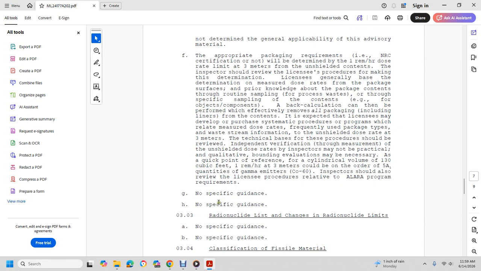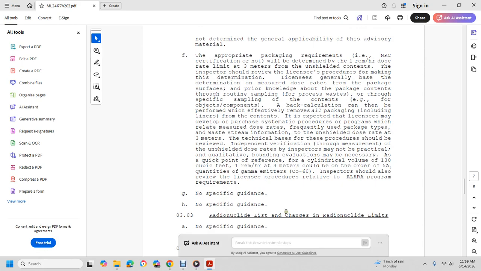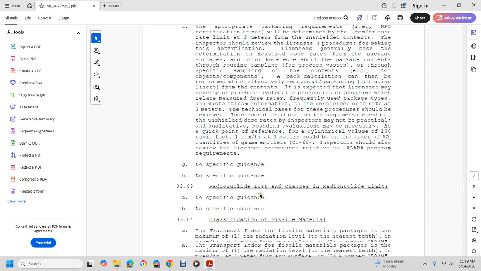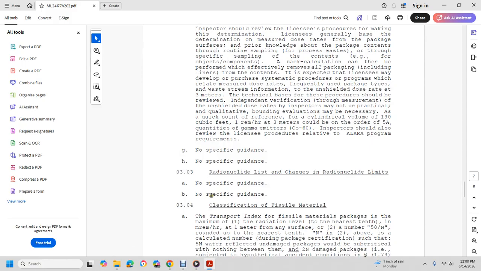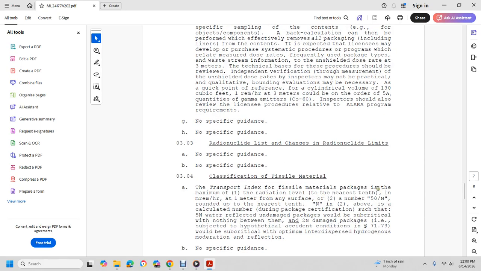G, no specific guideline. H, no specific guideline. Radionuclide list change with the radionuclide limited to A, no specific guideline. B, no specific guideline. 03.04 classification of fissile material with the transport index: fissile material package with the maximum radiation level near 10 mSv, 1 REM an hour at 1 meter from any surface, with the 2 number 50 over N, rounded up to the nearest 10, with N in number 2 above is the calculated number.